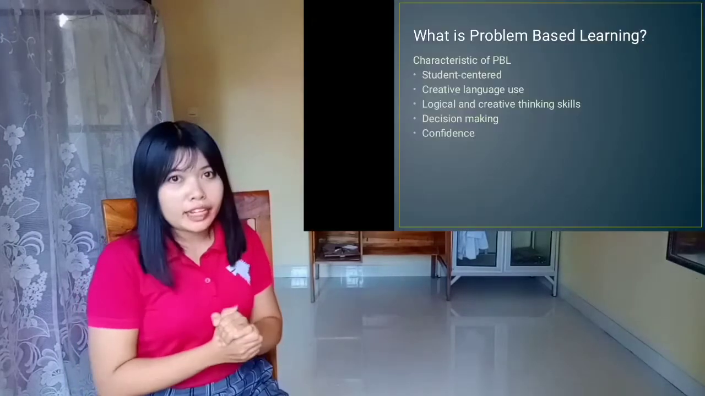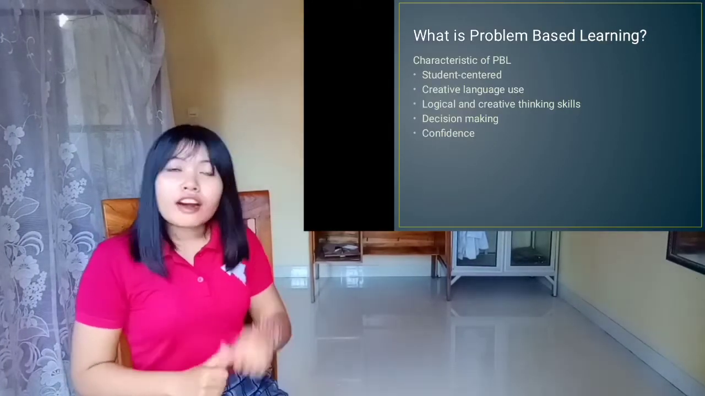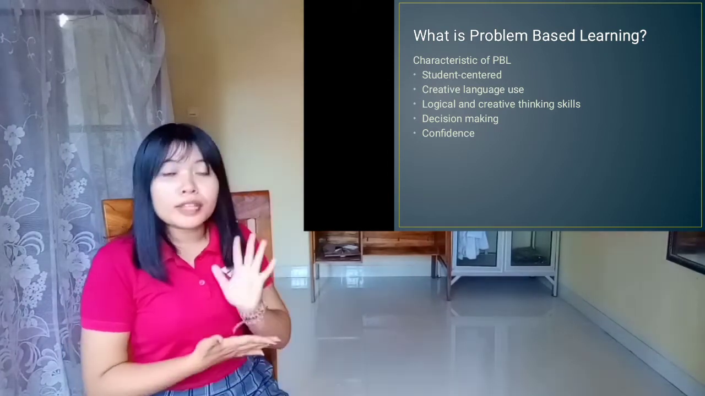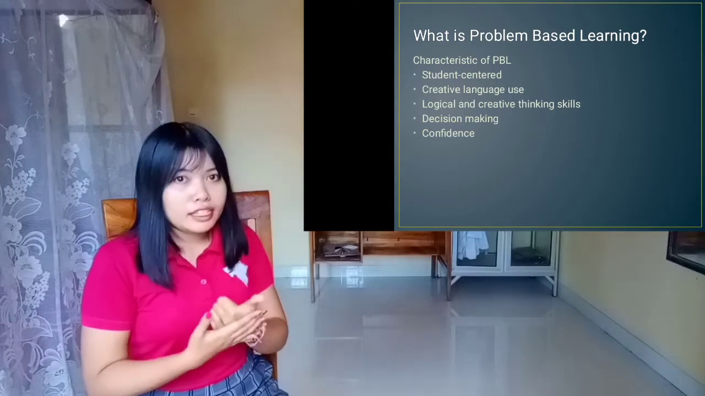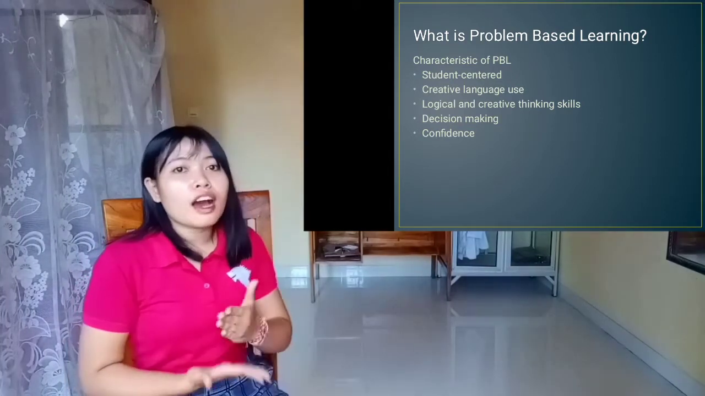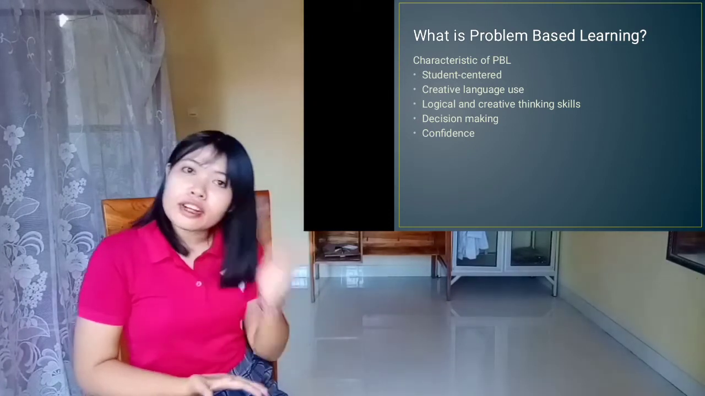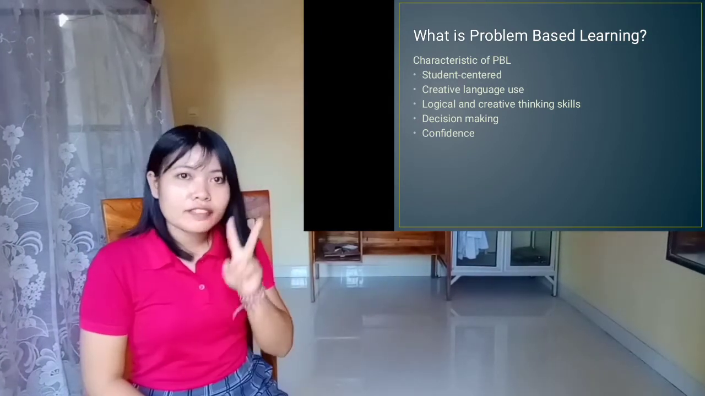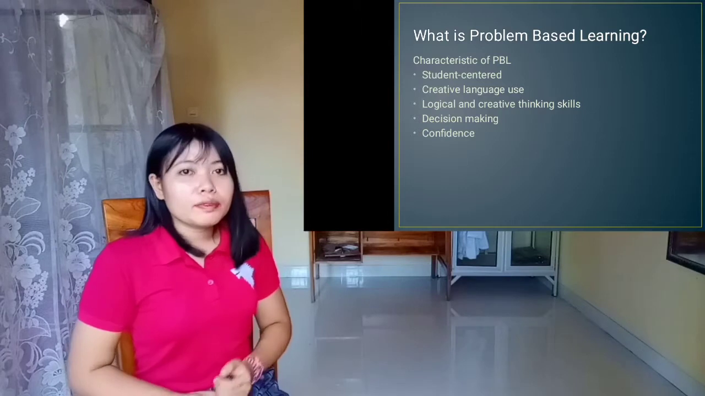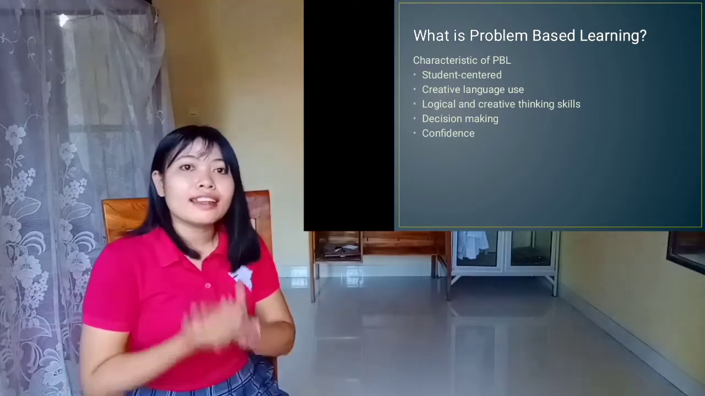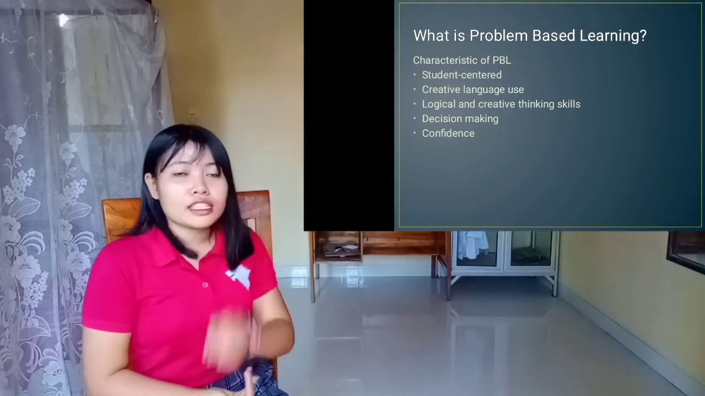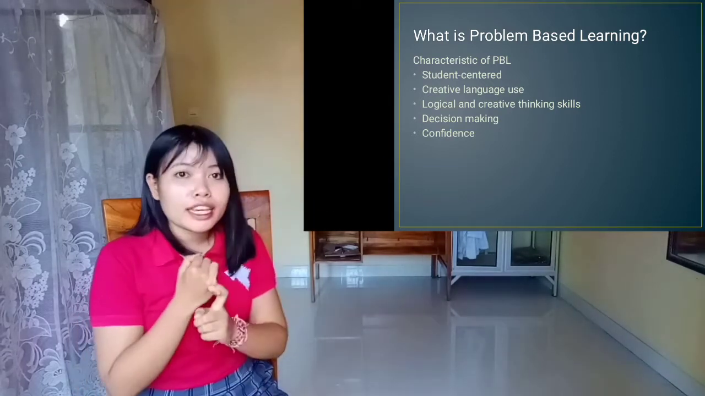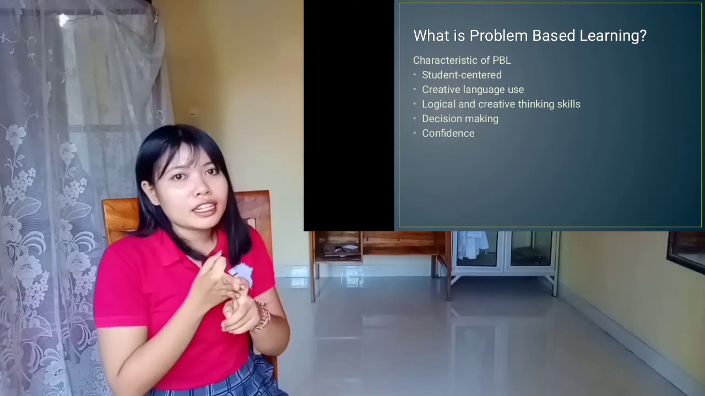Next is about characteristics of problem-based learning. There are 5 characteristics of problem-based learning. The first one is student-centered. It means in problem-based learning, students are more active than in the traditional way. Second is creative language. Creative language is to increase and develop their skill in using language, for example skills such as speaking, listening, writing, and reading.